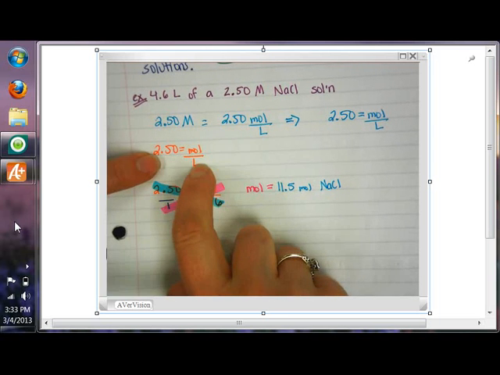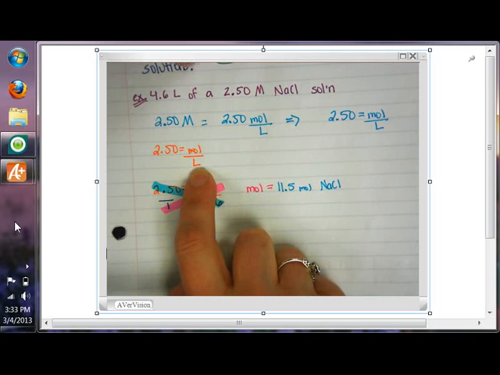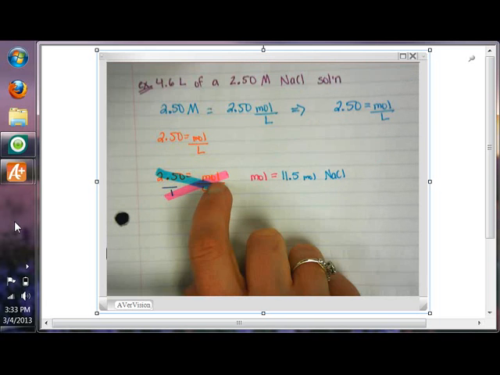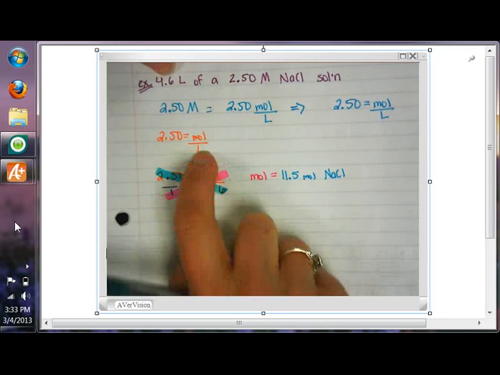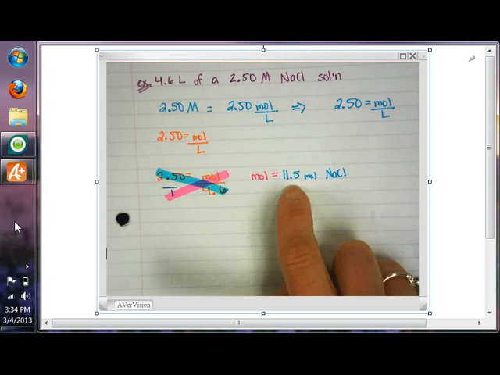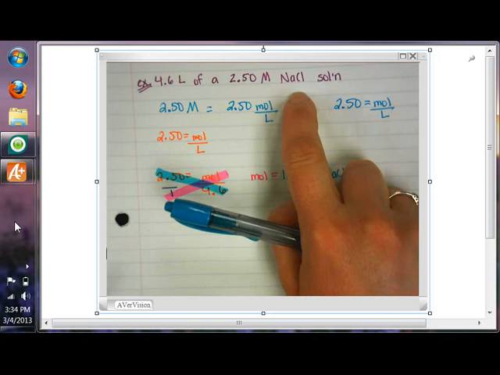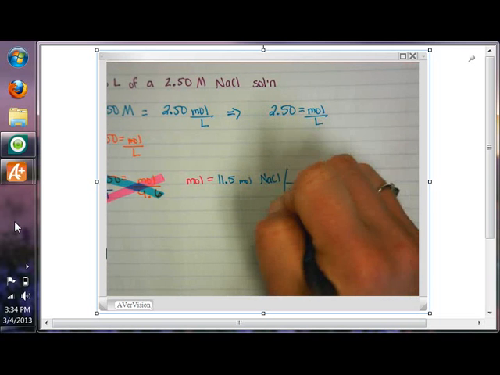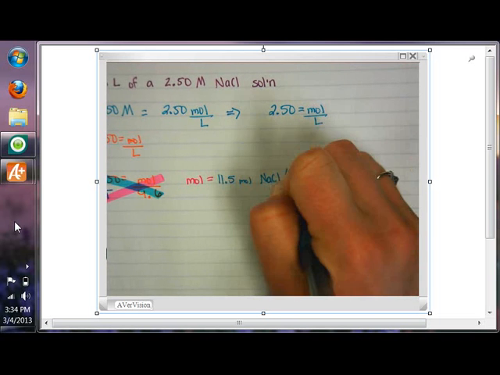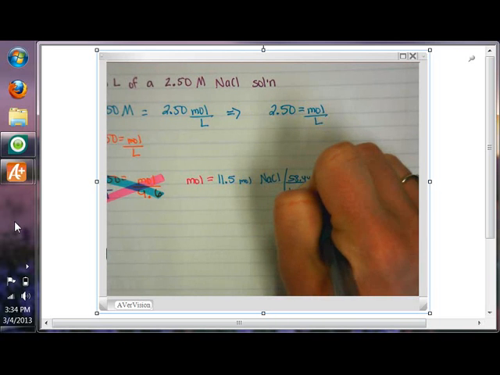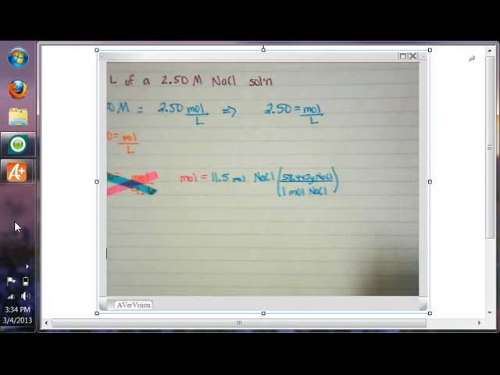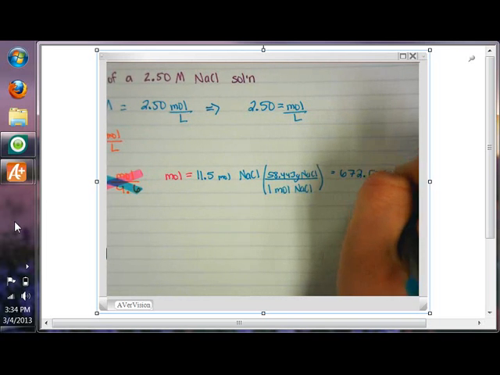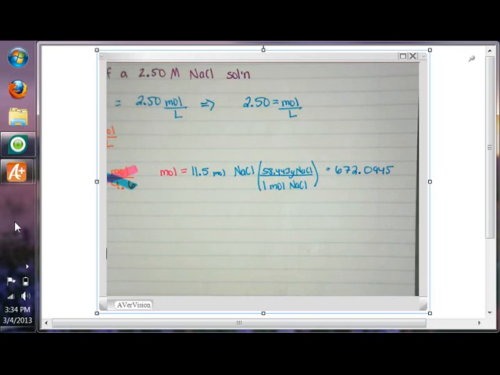So once again, 2.50 is same thing as moles over liters. That's my molarity. They wanted mass. Can't find mass. I can find moles though. I plugged in 4.6 in the liters section, and I solved for moles. Now it's moles of sodium chloride. They didn't want moles of sodium chloride. They wanted grams. So we just do a quick little island hop here. For every 1 mole of NaCl, there's 58.443 grams of NaCl. Type that into your trusty calculator, and it spits out 672.0945.